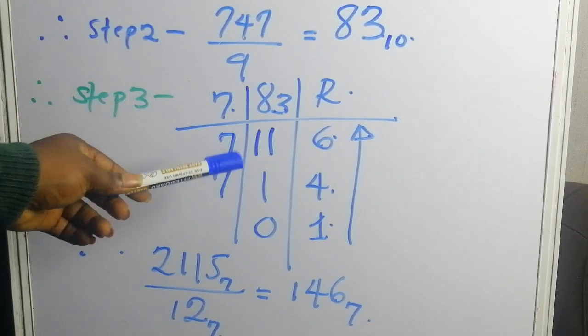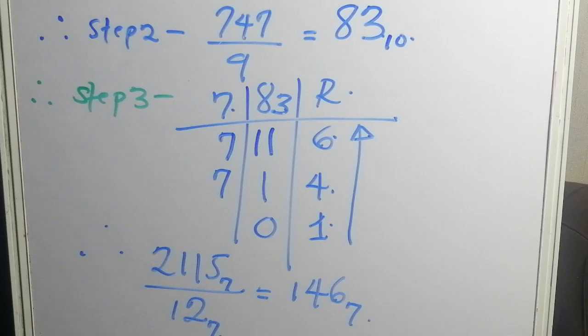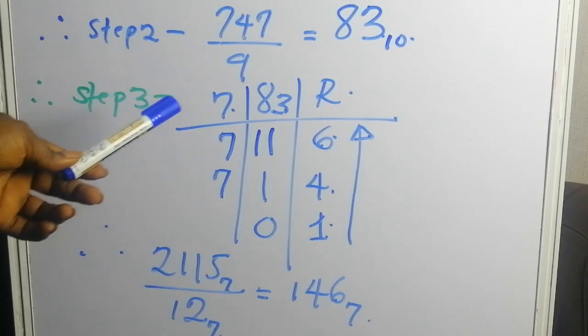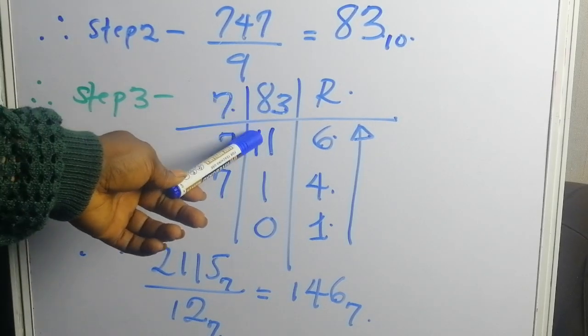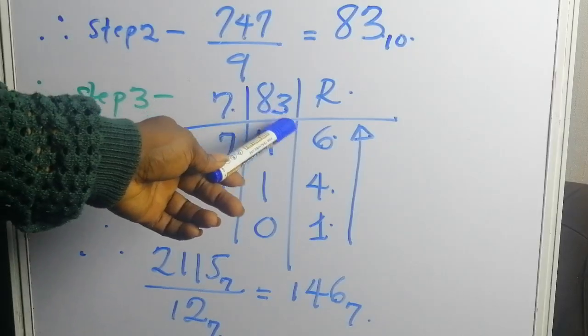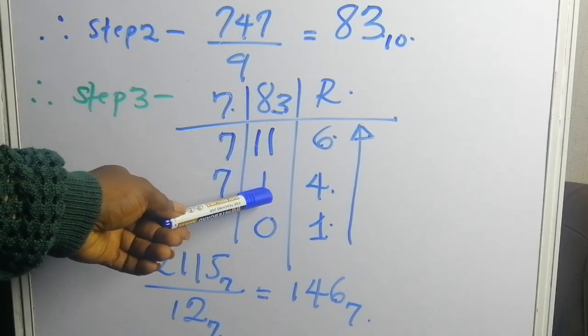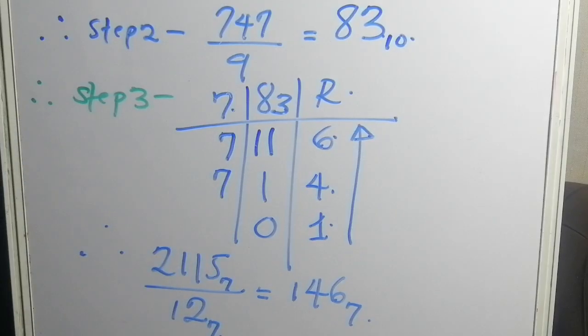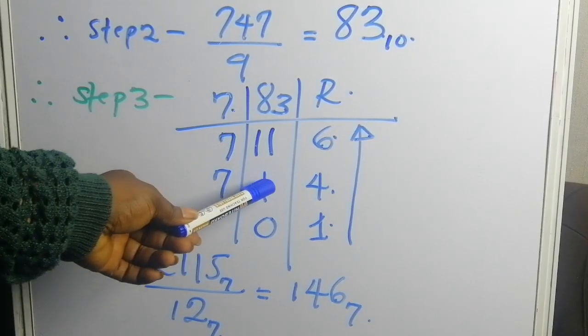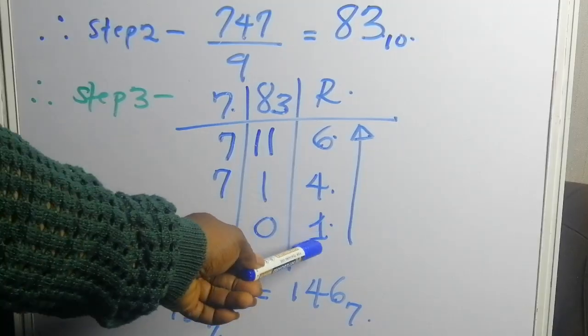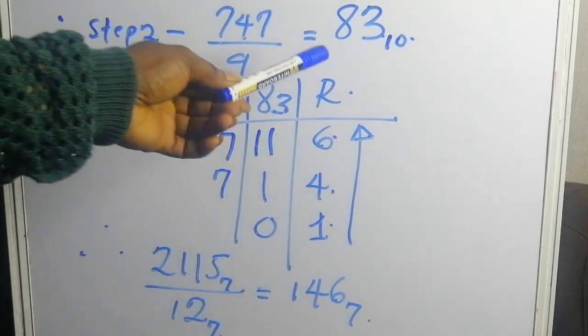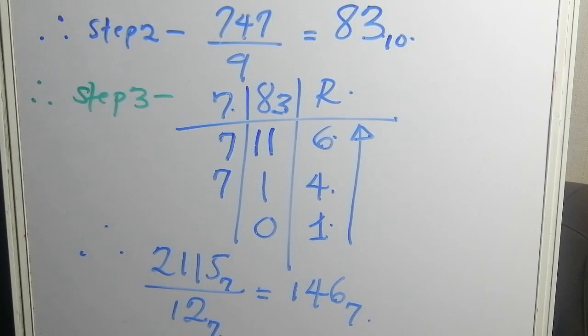Do your usual division. I've explained this over and over in most of the parts under number system that are posted across our social media. Just do this. 7 times 11 is 77. It will remain 6 to complete 83. 7 in 11 is 1. Then it will remain 4 to complete 11. 7 in 1 is impossible. You write 0, you bring the 1 here. So you start counting from the bottom to the top. 146 in base 7. It's as simple as that.